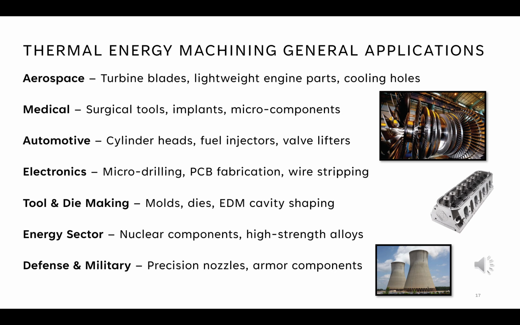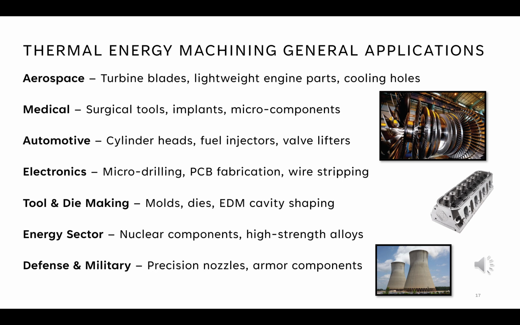Thermal machining processes are used across a wide range of industries because of their precision, versatility, and ability to handle tough materials. In aerospace, they're essential for making complex parts like turbine blades and cooling holes. Medical devices such as implants and microsurgical tools often rely on EDM or LBM for their small, intricate geometries. In automotive, EDM and PAM are used for parts like cylinder heads and valve lifters. The electronics industry uses LBM and EBM for micro drilling and printed circuit board production.